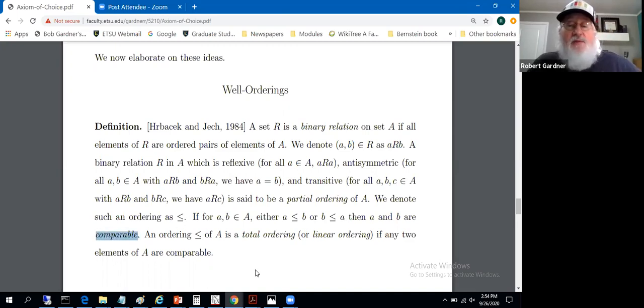Okay, that's why it's called a partial ordering, because there may be a and b that are not comparable in the set. And if I think of this less than or equal to in terms of a subset inclusion, that's a good place to go for examples of partial orderings. An ordering is called a total ordering if any two elements of A are comparable. So not a partial ordering, but a total ordering.